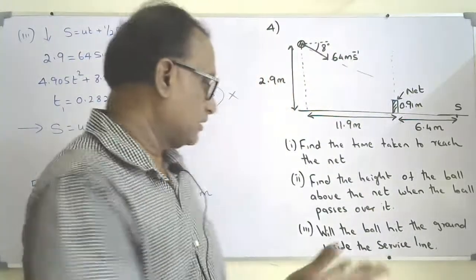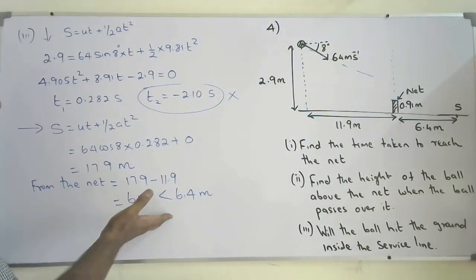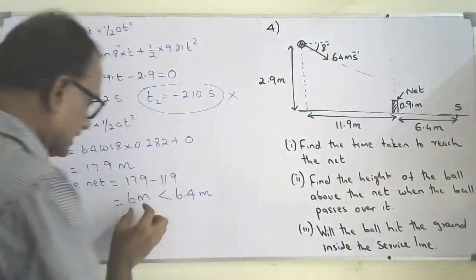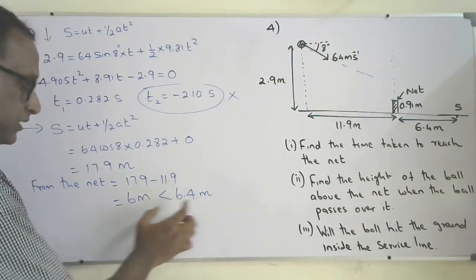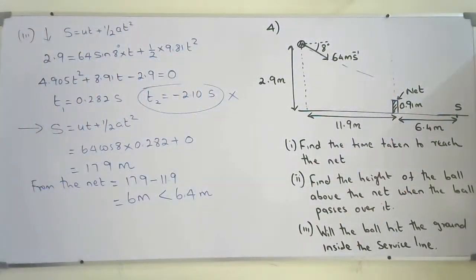Okay, so that's the question. Will it hit within the service line? Yes, it will hit within the service line, because the distance at which it hits the ground beyond the net is 6 meters, but the service line is at a distance of 6.4 meters, so the ball will hit the ground within the service line.